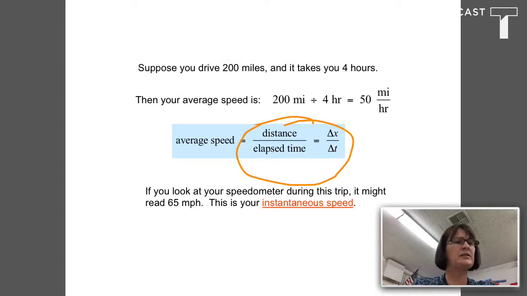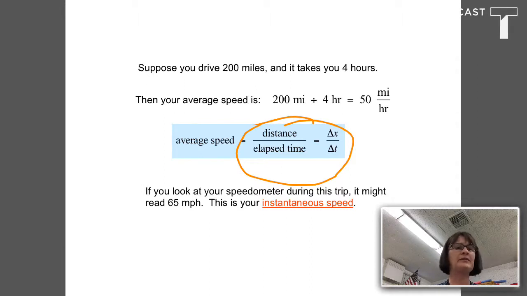Just to contrast with average speed, if at some moment during my trip I looked down at the speedometer and said 65 miles an hour, or maybe I was passing a police officer with a radar gun and the reading was 75 miles per hour, that's my instantaneous speed. So speed at one particular moment is instantaneous speed. Average speed is distance traveled divided by the time that it takes.